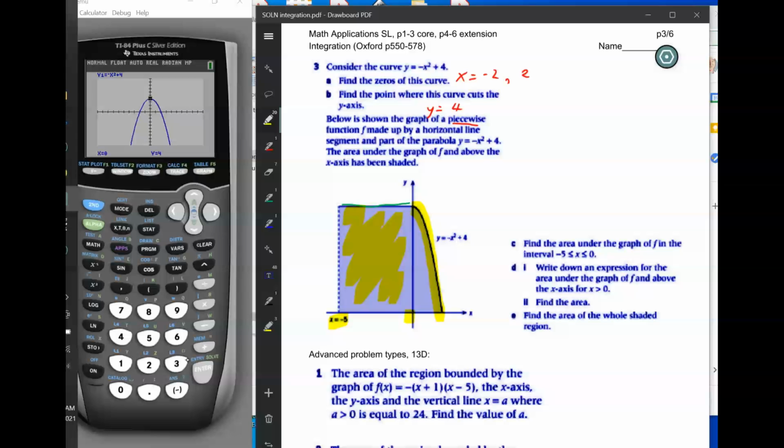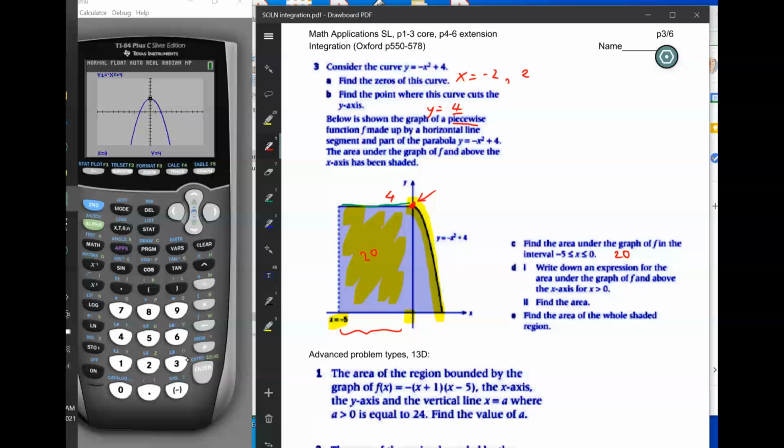One of the ways you could do this is you could just look at the rectangle and say, well, the height of the rectangle appears to be 4, because we know the y-intercept of the parabola is 4, so the height of this is 4. And we know the width appears to go from negative 5 to 0, so it would be 5. So the area of this rectangle appears to be 20. So you could just do it using length times width.